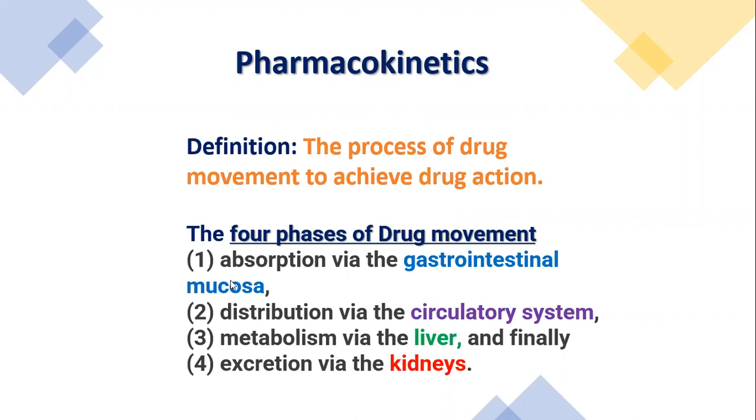Absorption via the gastrointestinal mucosa, distribution through the circulatory system, meaning our body fluid, blood, and metabolism, a chemical reaction that produces small molecules or ATP, occurs inside the liver. And finally, waste products are expelled from the body through the kidney. And also diffusion occurs, either passive diffusion or active transport.